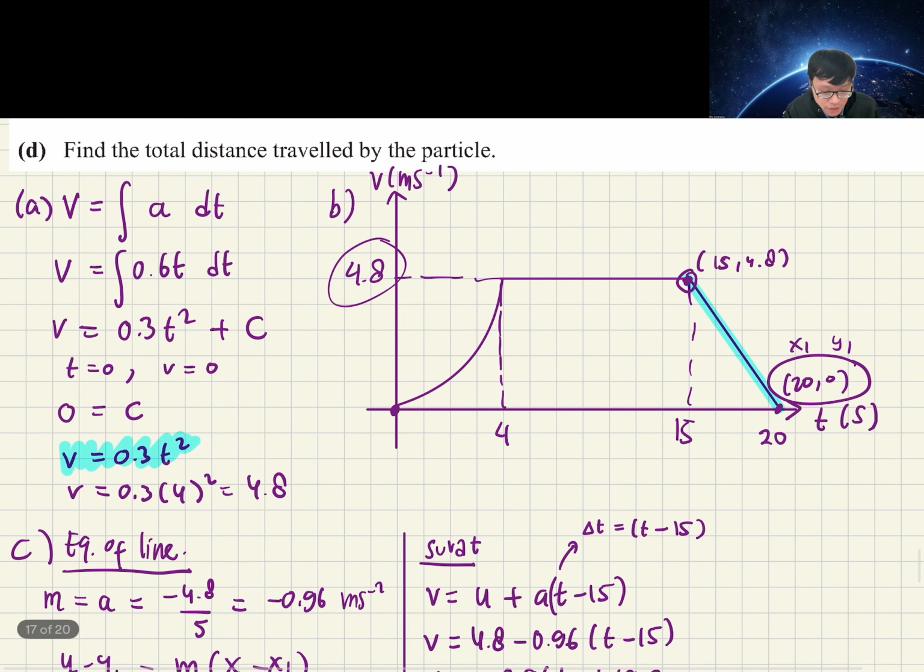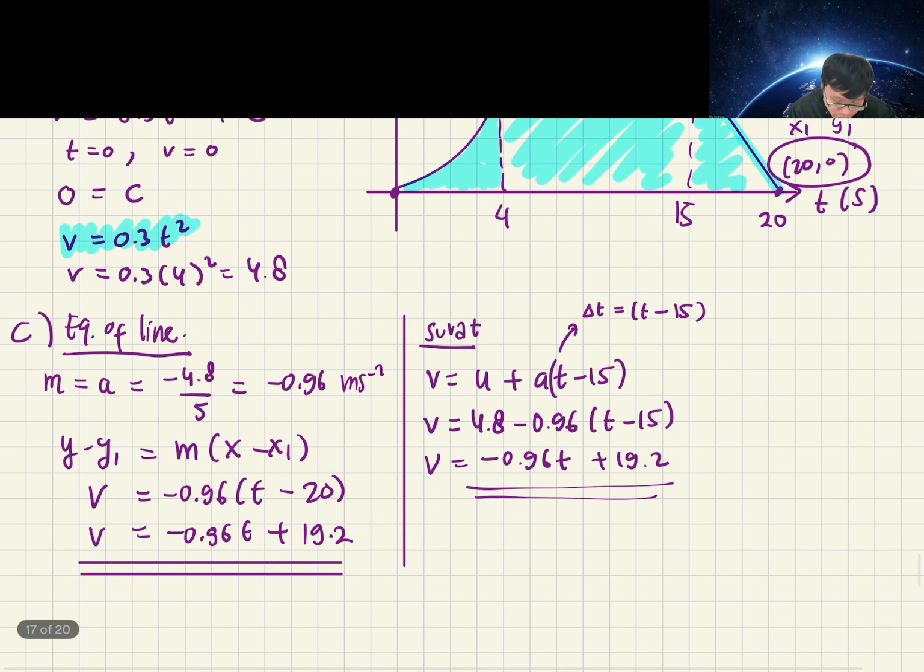And the last question for this part, find the total distance traveled by the particle. So if you are given a velocity-time graph, the distance is just the area under the curve. This one is a curve. To find the area for this one, you use the integral and use the area of rectangle and area of triangle.